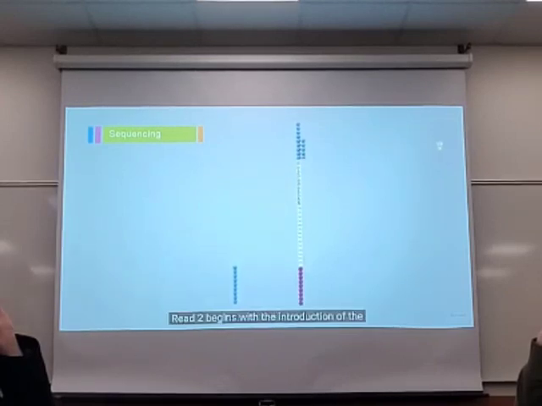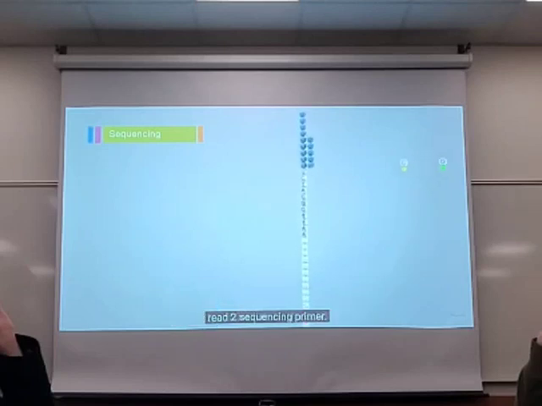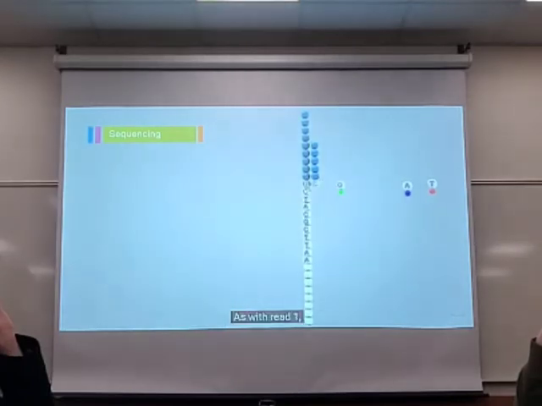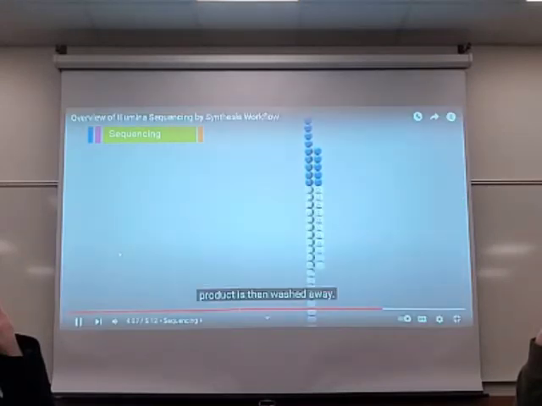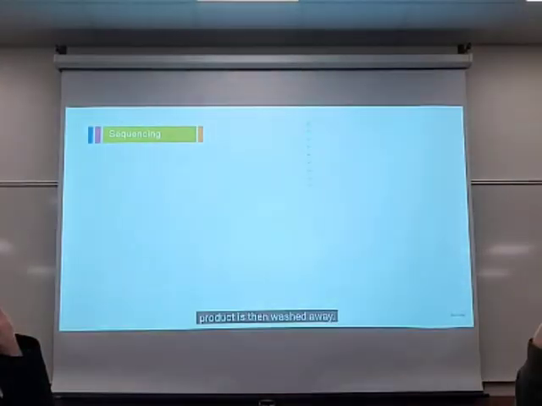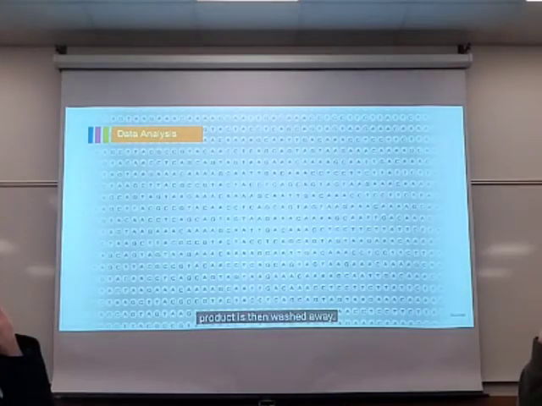Read 2 begins with the introduction of the Read 2 sequencing primer. As with Read 1, the sequencing steps are repeated until the desired read length is achieved. The Read 2 product is then washed away. This entire process generates millions of reads, representing all the fragments. They were short strands, because we cut the whole sample DNA up, so the libraries are short, 50 to 80 long. Samples are separated based on the unique indices introduced during the sample preparation.